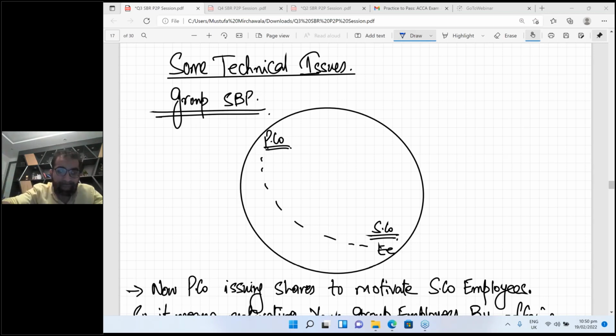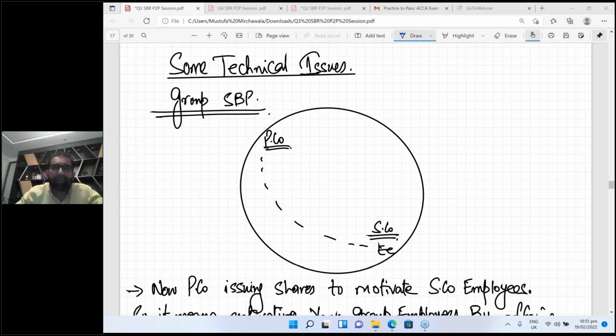Now the parent company's management guys entered S company, and they offered S company employees a deal that if you guys stay 3 years, you will get shares of P company. P company will give shares to employees of S company.